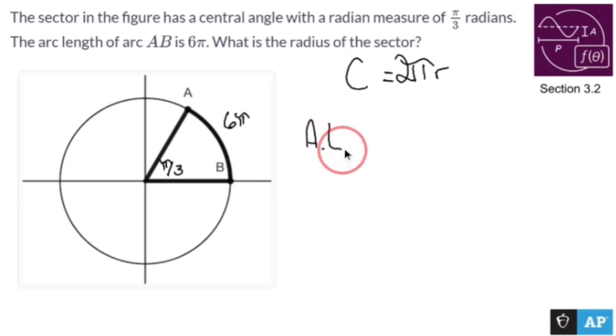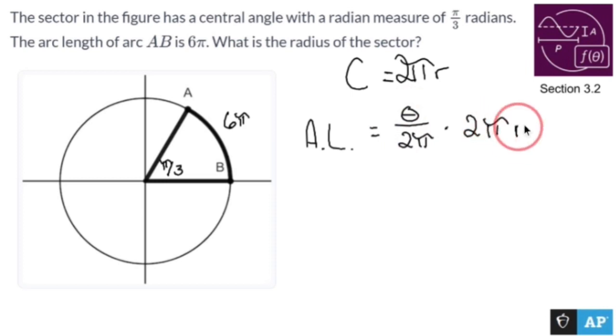Now, how do I figure out what that chunk is? I'll call this AL for arc length. You're going to take theta over 2 pi of your circumference to find out what the arc length is. So I'm going to say theta over 2 pi times 2 pi r. Now, the 2 pi and the 2 pi cancel out, so the arc length is just going to be whatever my theta is times whatever my r is.